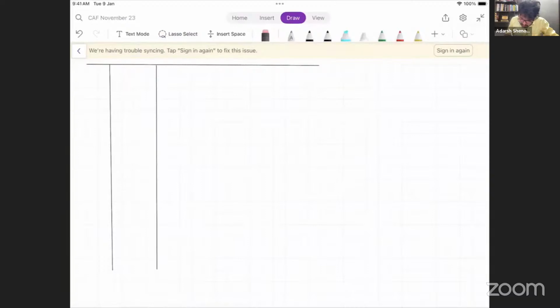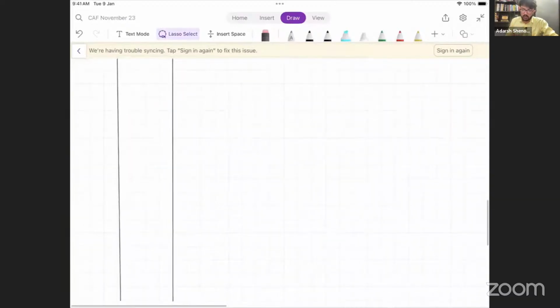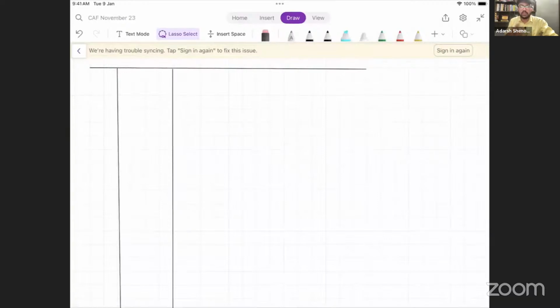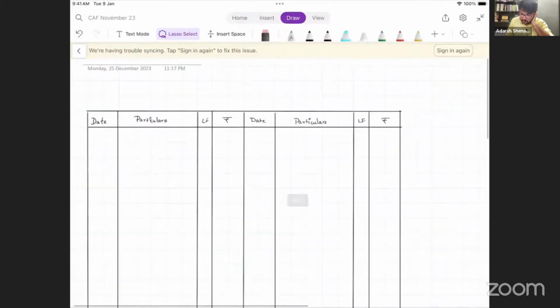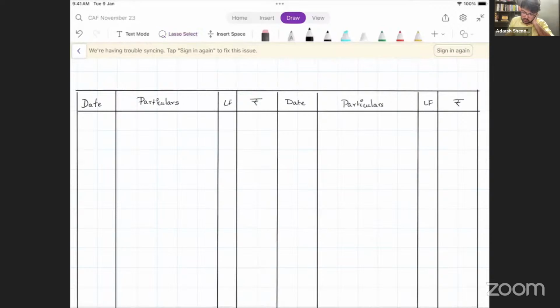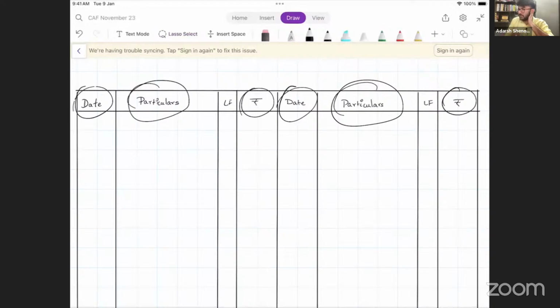So their format is something like this. You have a common date column for both debit and credit. Generally, in our ledgers, we will have two date columns. This is a normal ledger account: a date column for the debit side, a date column for the credit side, a particulars column for each side, and an amount column for each side. Forget the LF, that's a folio number; we ignore it. This is the format generally.